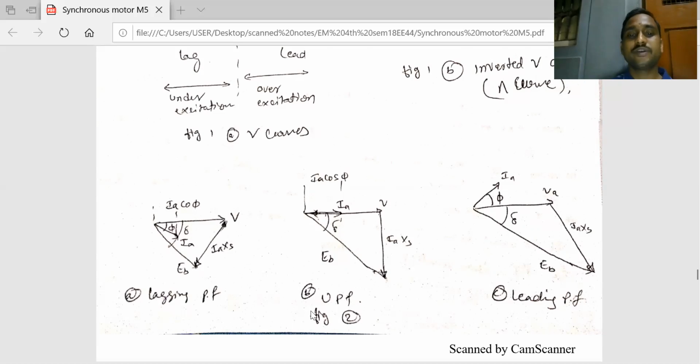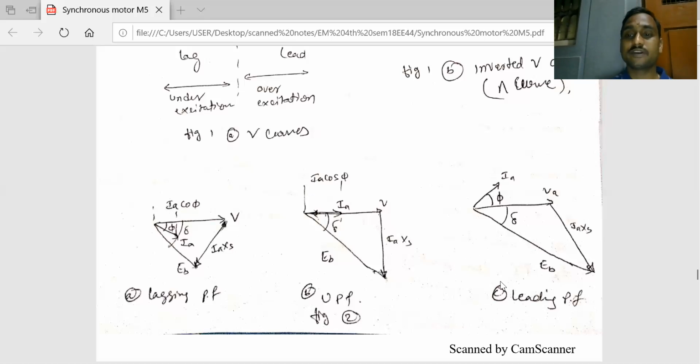Similarly, for unity power factor, IA is in phase with V, so phi will become 0, because cos phi is equal to 1. So if phi is 0, cos phi is 1. So IA and V both are on the same line. You draw the perpendicular, that is the IA axis, along with this. Then we join these two. This will give the back EMF, that is EB. The angle between V and EB is called delta, and this is called the IA cos phi distance. Here also, this is the IA cos phi distance.